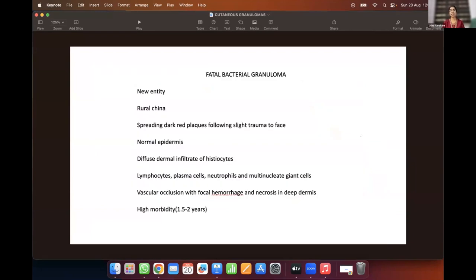Coming to the next condition, which is a new entity. I do not have the histopathology picture. I just wanted to mention it. It was reported in rural China. Here, following a slight trauma to the face, rapidly spreading dark red plaques developed.